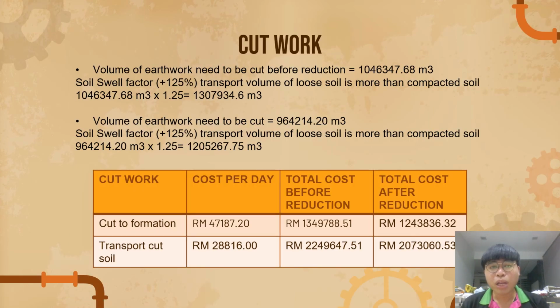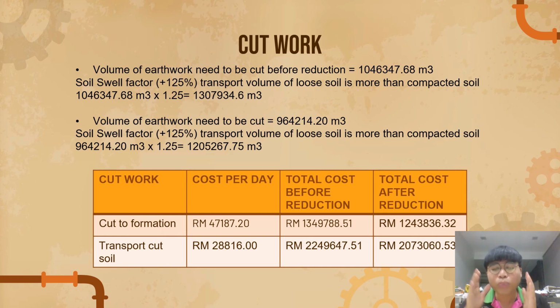Now we move to the cut work. The volume of work that needs to be cut before reduction, we get from the earthwork group. This value is from the TIN method. This volume times the soil swell factor, we can get this volume. And then the volume of the earthwork that needs to be cut after reduction is from the grid method, which is from the earthwork group also. Then we times it with the soil swell factor, we get this volume.